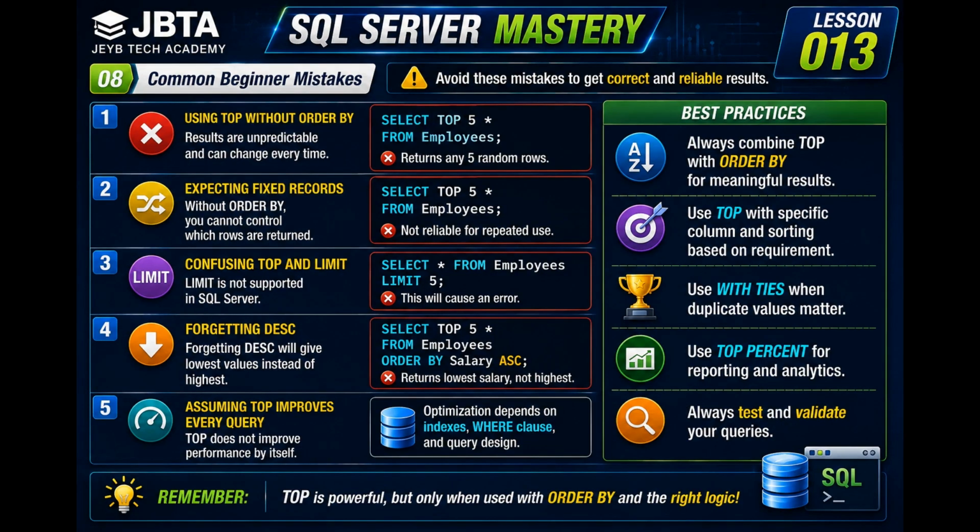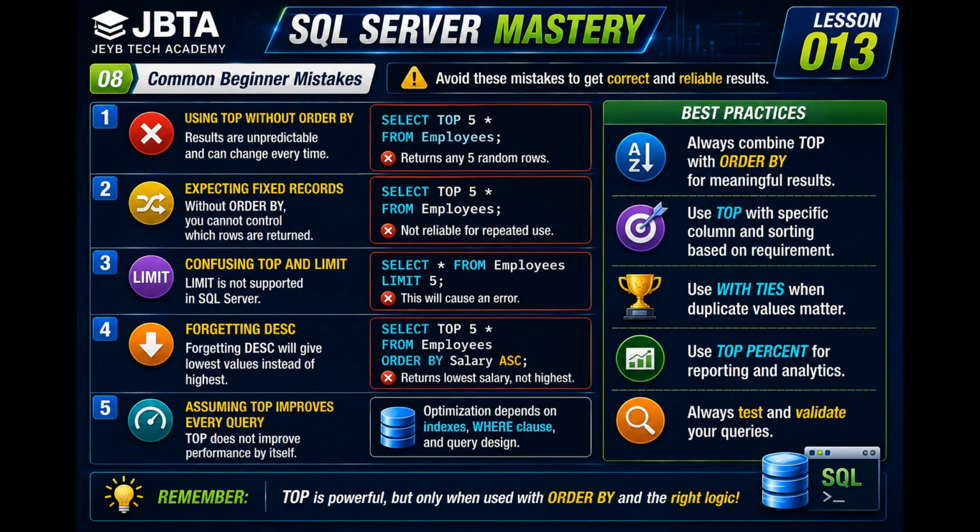Now let's look at some of the most common mistakes beginners make when using the top clause. Understanding these mistakes will help you write more accurate and professional SQL queries. The first and most common mistake is using the top clause without the order by clause. Many beginners believe that top always returns the highest or the latest records. But that is not true.